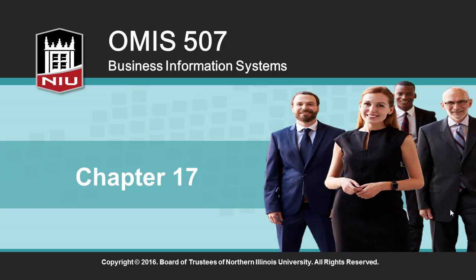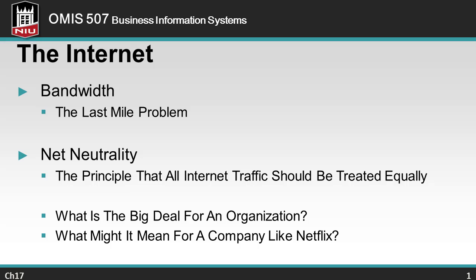Chapter 17, Information Security. The last mile refers to the cable connection between your home or office and the Internet. The problem is that while the Internet has plenty of bandwidth, the performance you see is due to your local connection or last mile. Net neutrality is the principle that all Internet traffic should be treated equally.